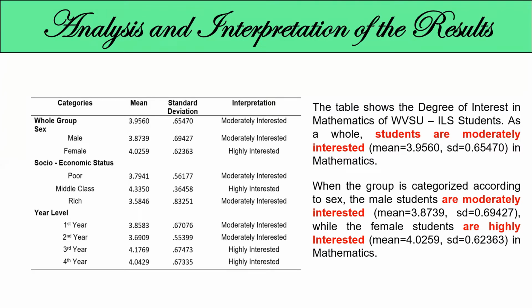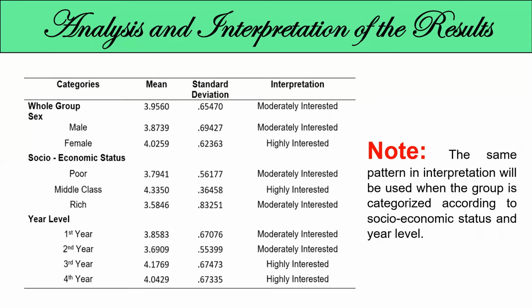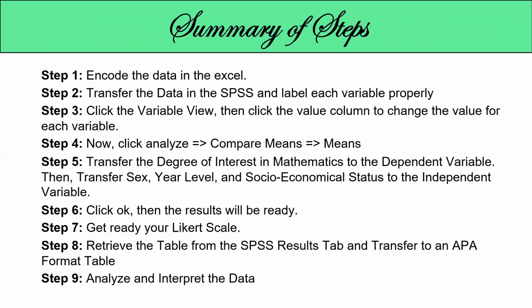So that's it. I think for the socioeconomic status and the year level, I don't need to put it here, but take note, you need to follow the same pattern in interpretation when you interpret the socioeconomic part and the year level. And always remember, by the way, that you need to follow up your interpretation with your related literature, or if there is support to your results. So your result should be supported by previous researches. Okay? That's all. But before we end, let's summarize the steps.